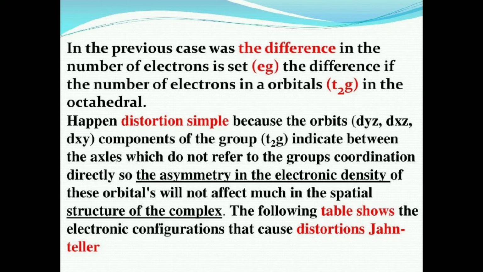This distortion happens simply because the orbitals, that is dyz, dxz and dxy components of the group T2g, point between the axes, which do not refer to the group coordination directly. So the asymmetry in the electronic density of these orbitals will not affect much the spatial structure of a complex. The following table shows the electronic configurations that cause distortion.